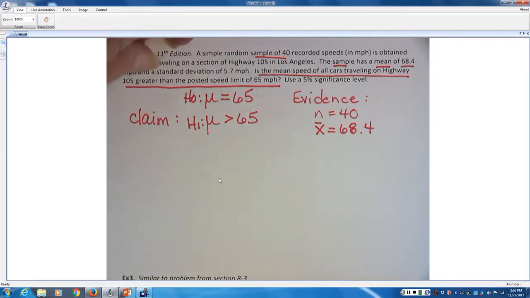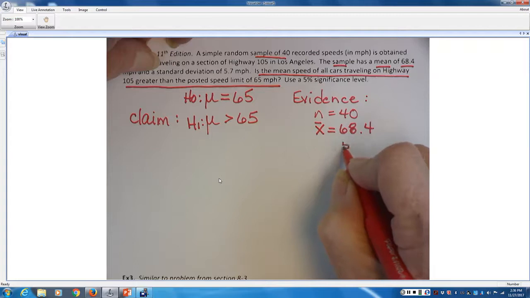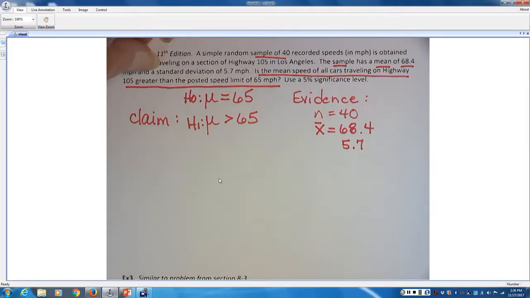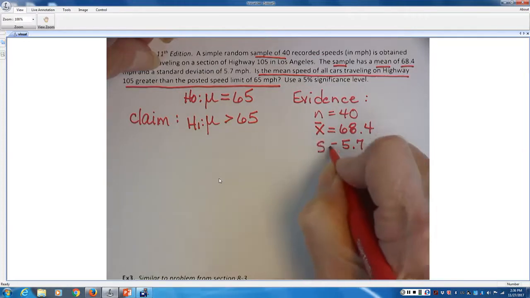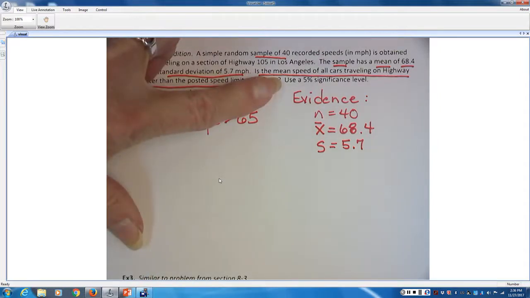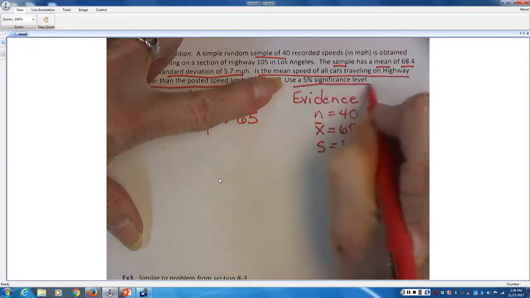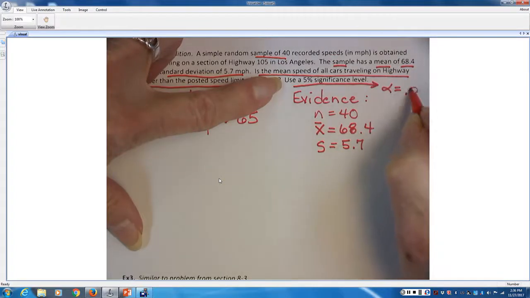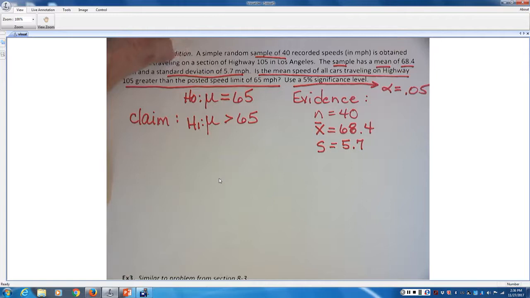And a standard deviation of 5.7. What symbol should I use for that 5.7? I heard somebody say S, because it comes from the sample, not the population. Use a 5% significance level. What has that told us? That's right. Now we're ready to grind the evidence and see what kind of p-value gets spit out.